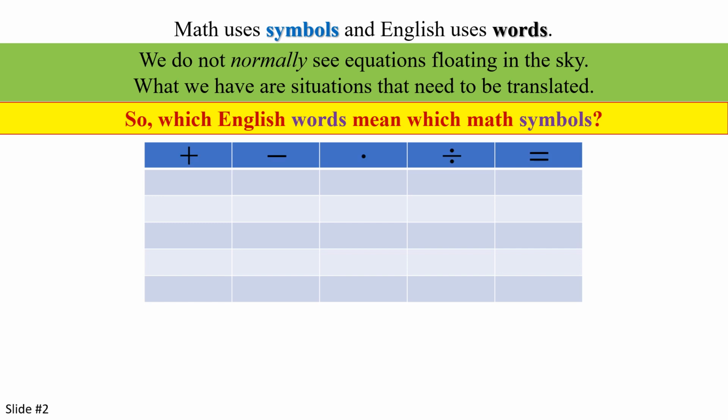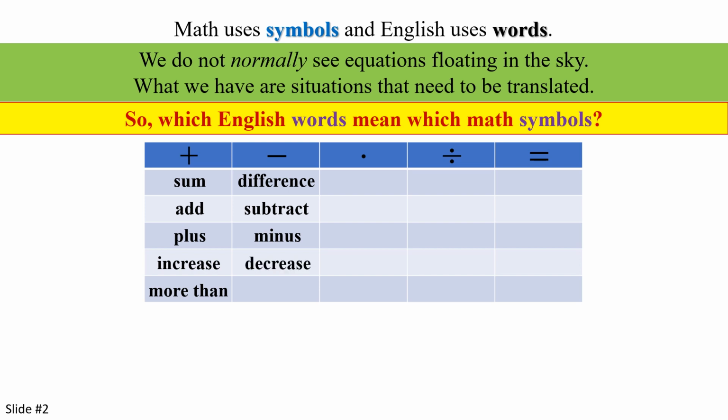Here are the basic math symbols that we'll talk about: the plus sign, the minus sign, the multiplication dot, the division symbol, and the equal sign. The plus symbol can be indicated by the word sum, or add, or plus, or increase, or more than. Subtraction, the minus sign, can be represented by the words difference, subtract, minus, decrease, less than.